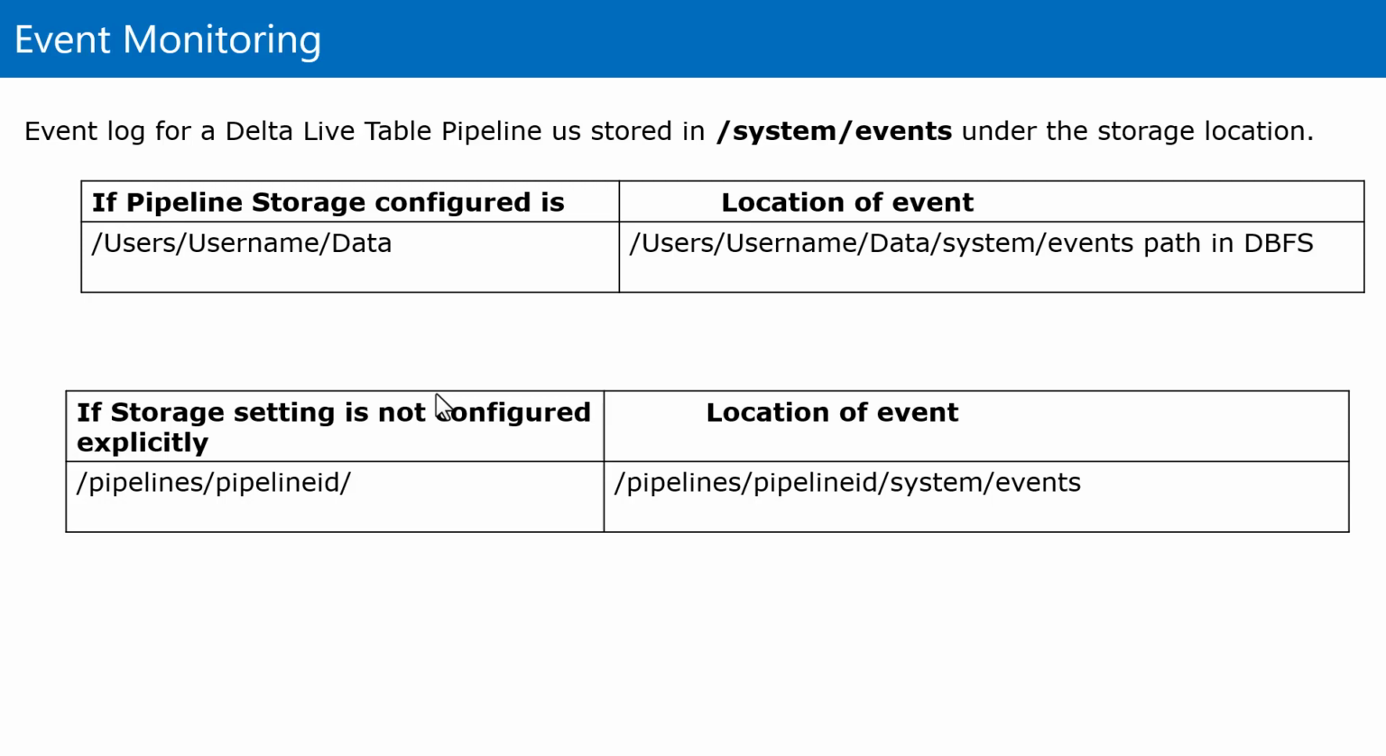Now Delta Live provides you a unique capability of monitoring the events happening in the Delta Live tables. It creates an event log, and the event log is stored in the path /system/events under the storage location where your dataset is located. Like in this example, if your pipeline storage is configured in this path, then your events will be stored in this path /system/events in DBFS. But if your storage setting is not configured explicitly, that means if you are not putting this storage setting in the configuration, then Delta Live creates this automatically by /pipelineID, and then it adds /system/events at the end of it and creates all the events inside it. So these are the event monitoring options provided.